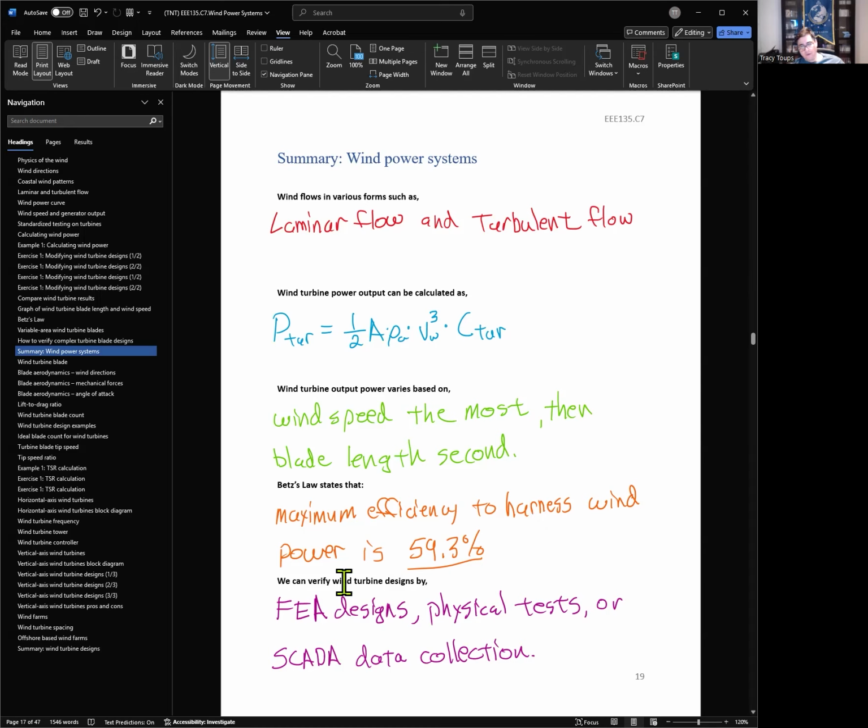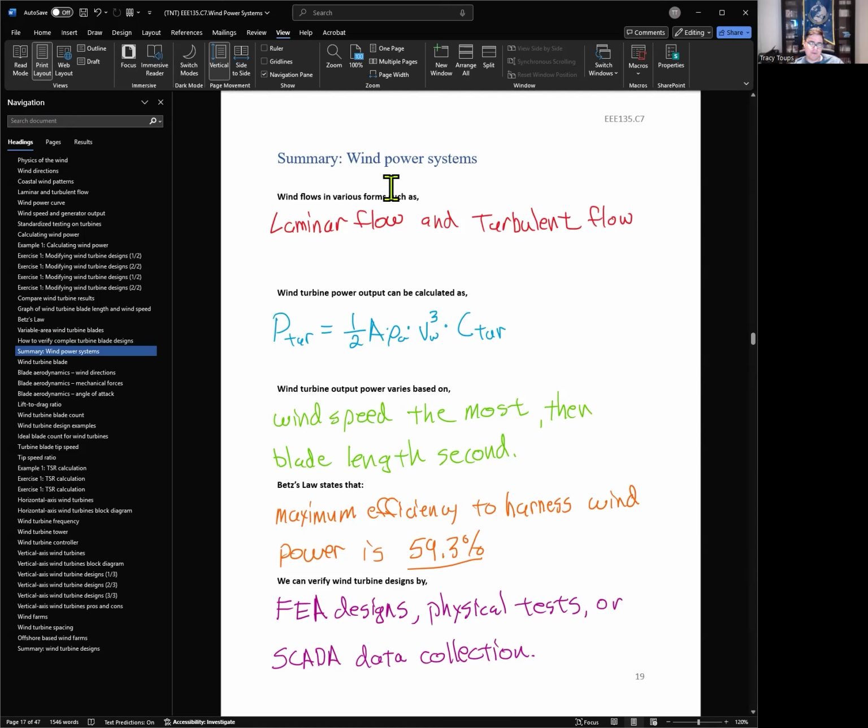Okay. We can always verify wind turbine designs by using the finite element method, finite element algorithms to design or verify our designs. We then do physical lab testing and bench testing and wind tunnel testing to make sure it works. And then we can have years of SCADA data collection to verify the longevity of our product and fix any ongoing issues for the next version that comes out. Okay. So that's all I have for today.